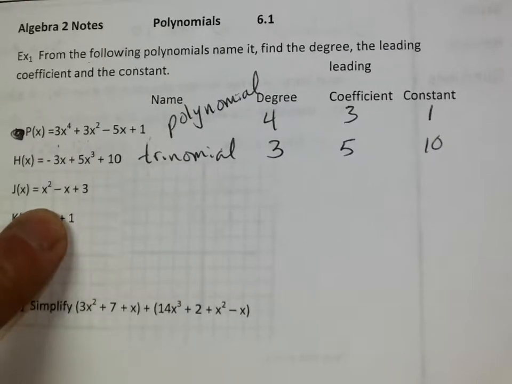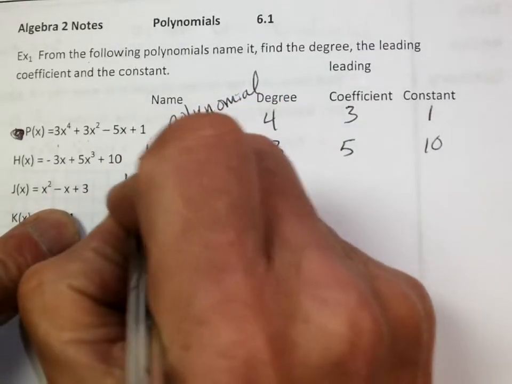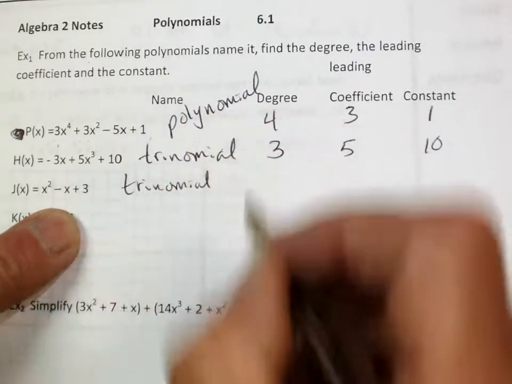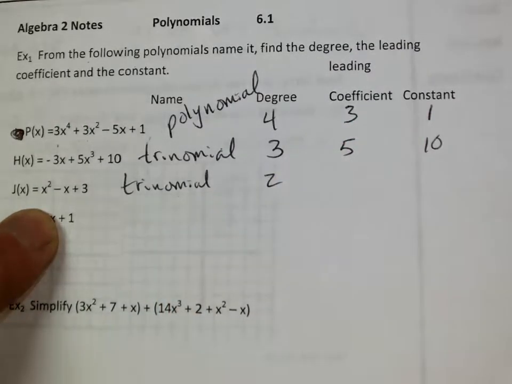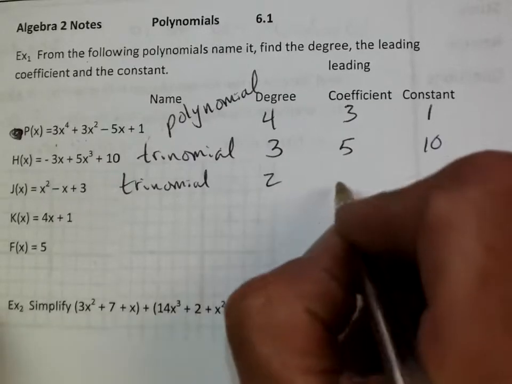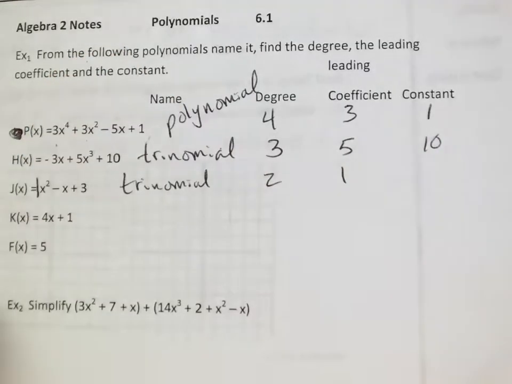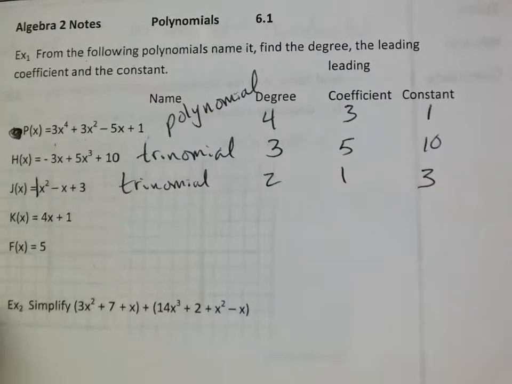What's the name? It is a trinomial because there's 1, 2, 3 terms. Degree? 2. We call those also quadratics or parabolas, but now I'm getting fancy, aren't I? We just call it a second degree polynomial. How's that? What's the leading coefficient? 1. Everybody agree with 1? Because there's a 1 right there, okay? What's the constant? 3. Easy, squeezy, lemon peasy. Agree?